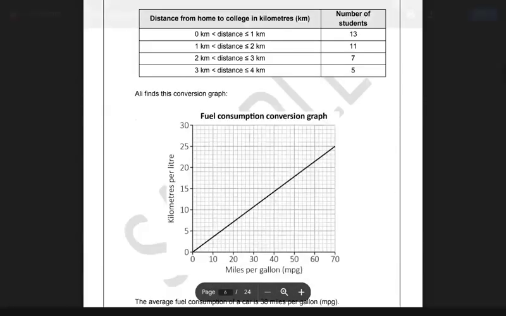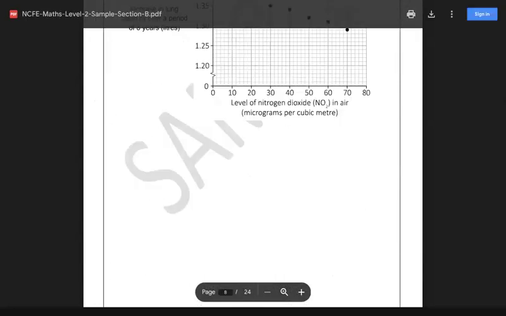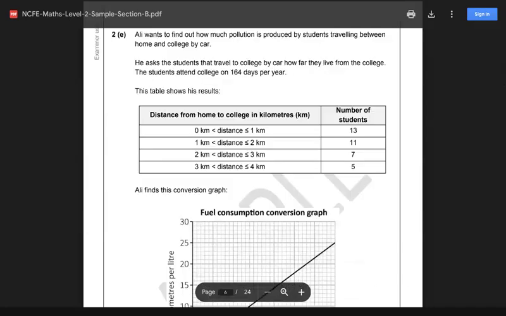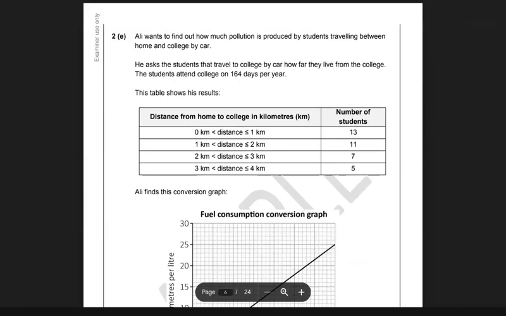So this one now is 6 marks. It's a very, very good question. Pay attention to this one very carefully. ATHE wants to find out how much pollution is produced by students traveling between home and college by car. It asks the students that travel by car how far they live from college. The students attend college 164 days per year.